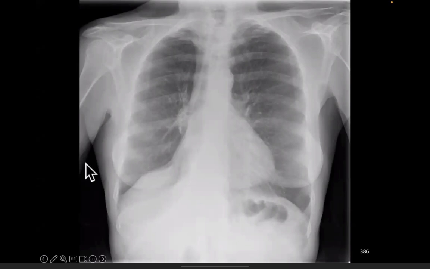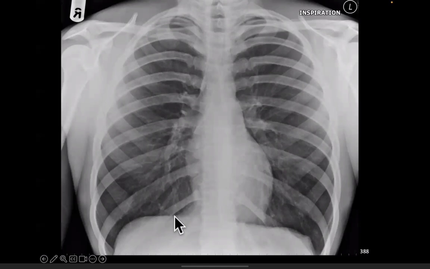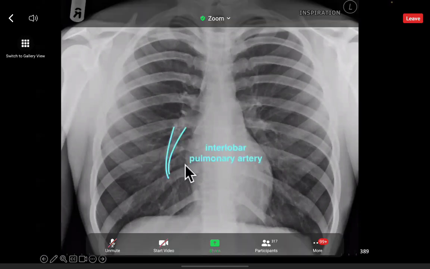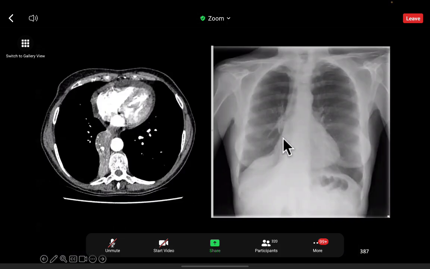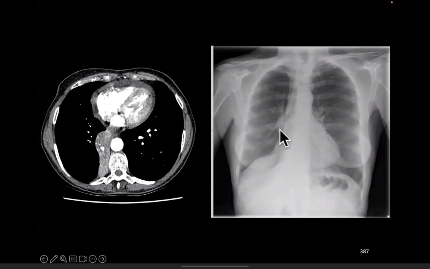So normally the interlobar artery is seen because you've got aerated lung around it. So there's the interlobar artery. Okay. And when we get a right lower lobe collapse, the solid lung around that interlobar artery obscures the artery. So if we go back to the chest x-ray, you can see that the interlobar artery is, well, it's just not present. And that's because it's been pulled down and into the right lower lobe collapse.